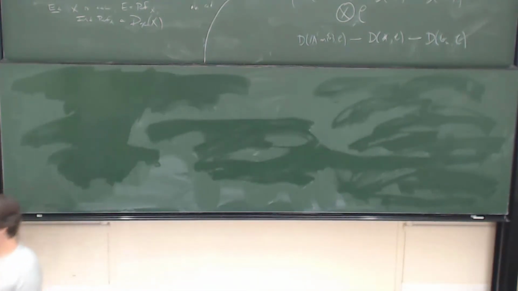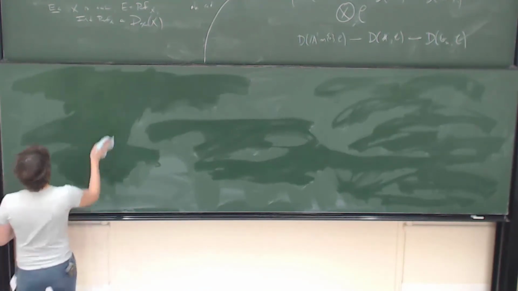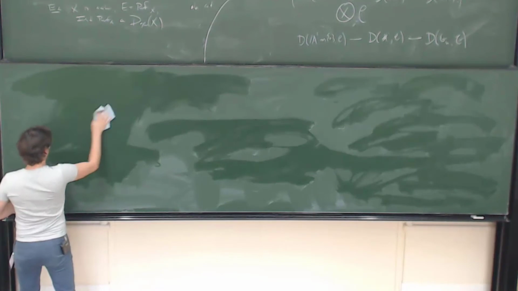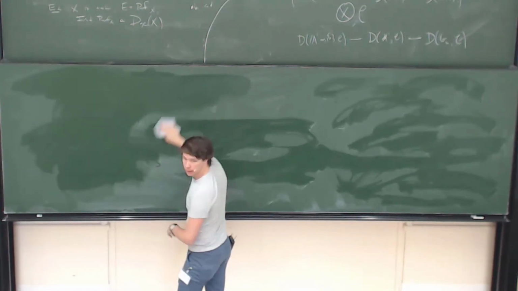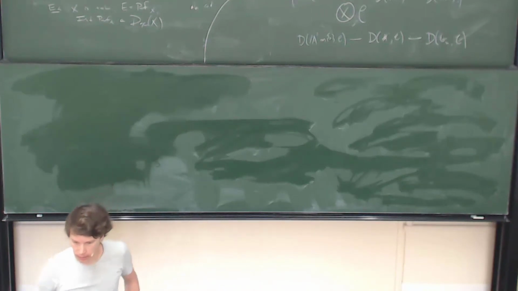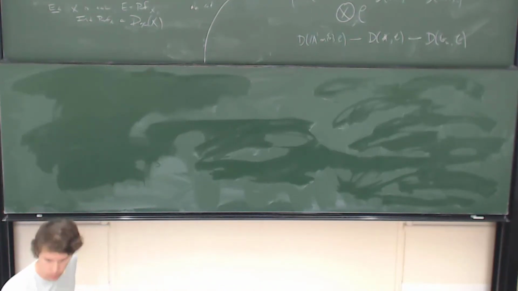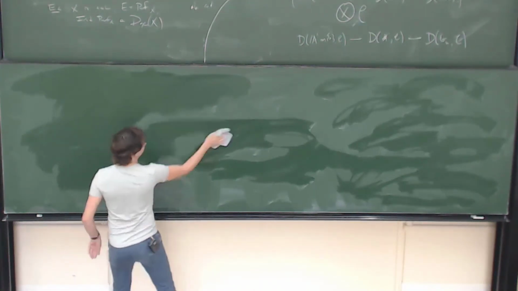Okay, any questions? Is that an E infinity ring spectrum? It's just not a free thing. It is an E infinity ring spectrum, but it is not free. That's correct.